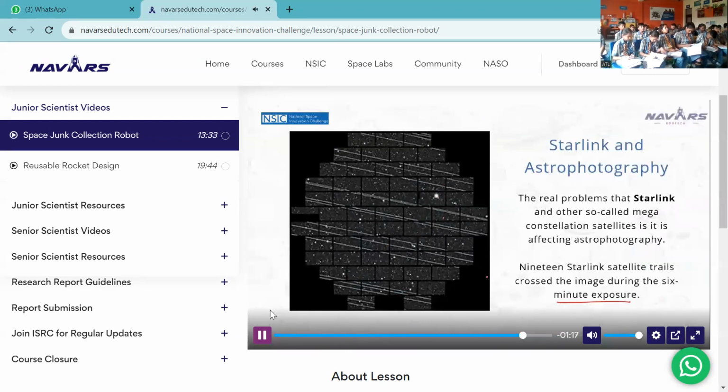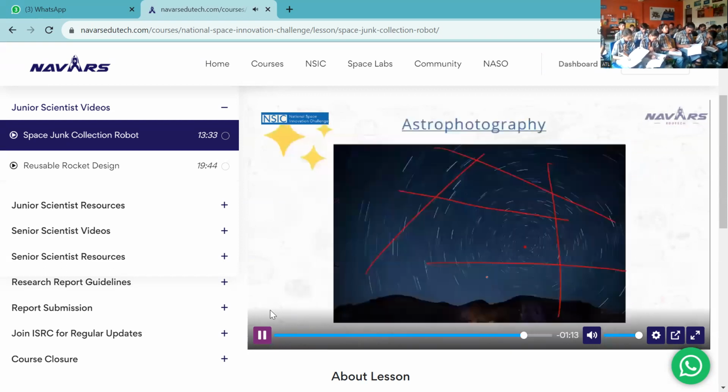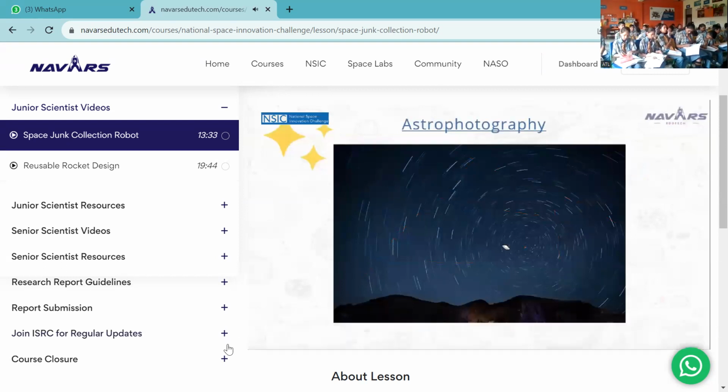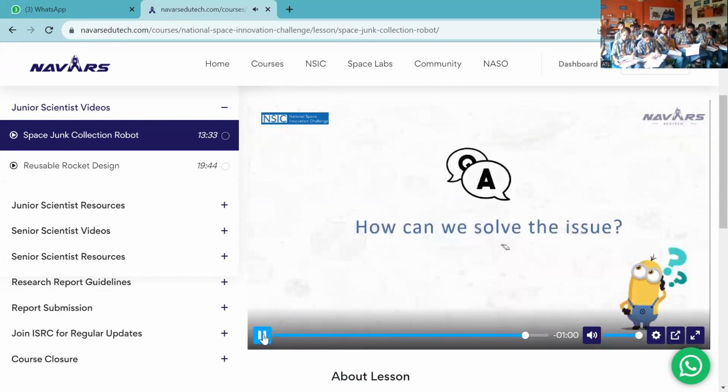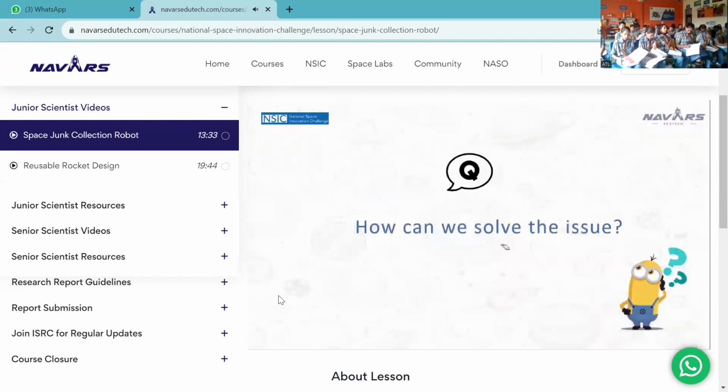That is actually a very big problem. So if you need to have a beautiful sky like this, then you have to reduce the space junk and you have to reduce the use of the satellites and everything. We have to minimize, we have to reuse, and we have to reduce the space junk. Okay. How can we solve this issue? You have to think about it and come up with an idea.